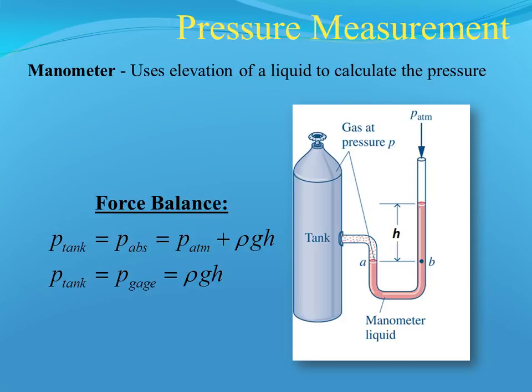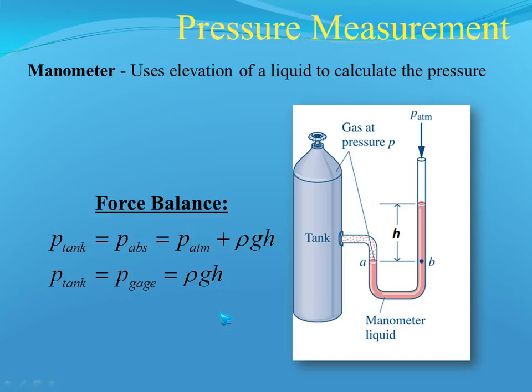So we have the pressure of the tank. The absolute pressure of the tank is equal to the atmospheric pressure plus the density of the manometer fluid times the gravity, which obviously on Earth is 9.81 meters per second squared. If you were on a different planet, that value might change. But anyway, density times gravity times the change in height in this column, right? The height difference in this column.